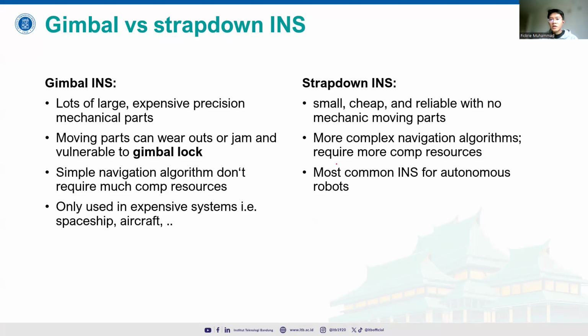But again, it requires a more complex navigation algorithm, because we have to correlate between the movement of our body, of our platform, AUV for example, because it basically measures the motions of our body and determines the Euler angles, and then correlates the motions based on the Euler angles to our Earth frame. And of course, it requires more computational resources.